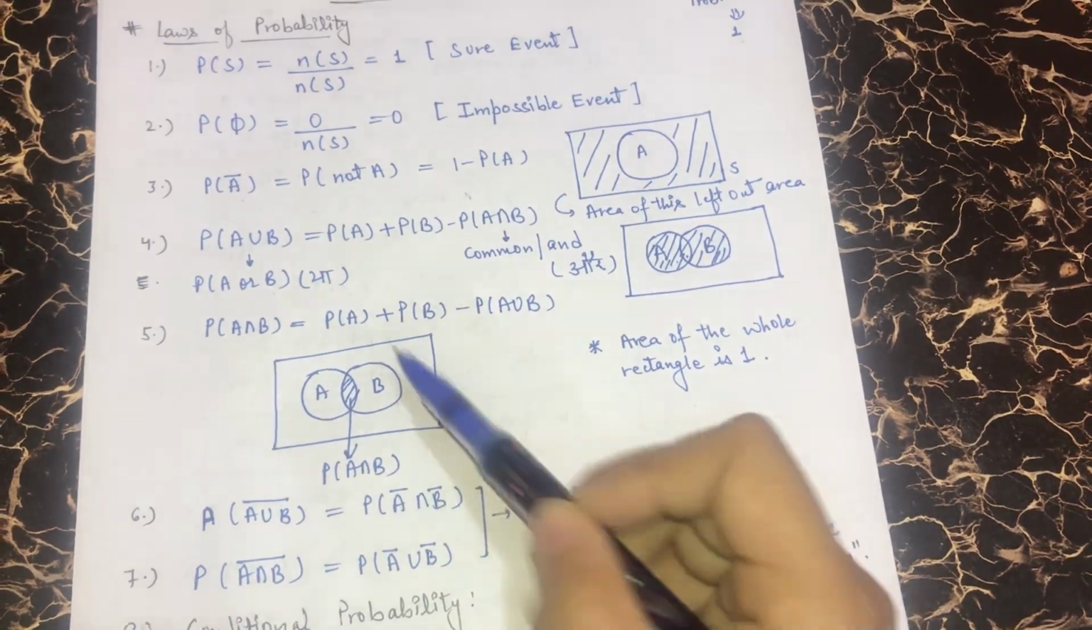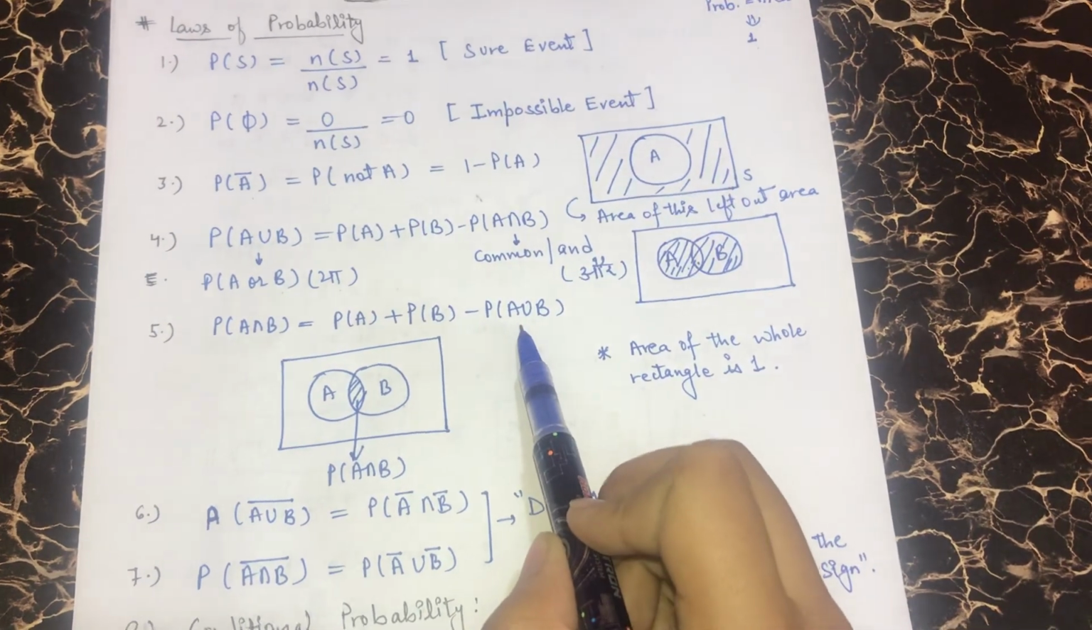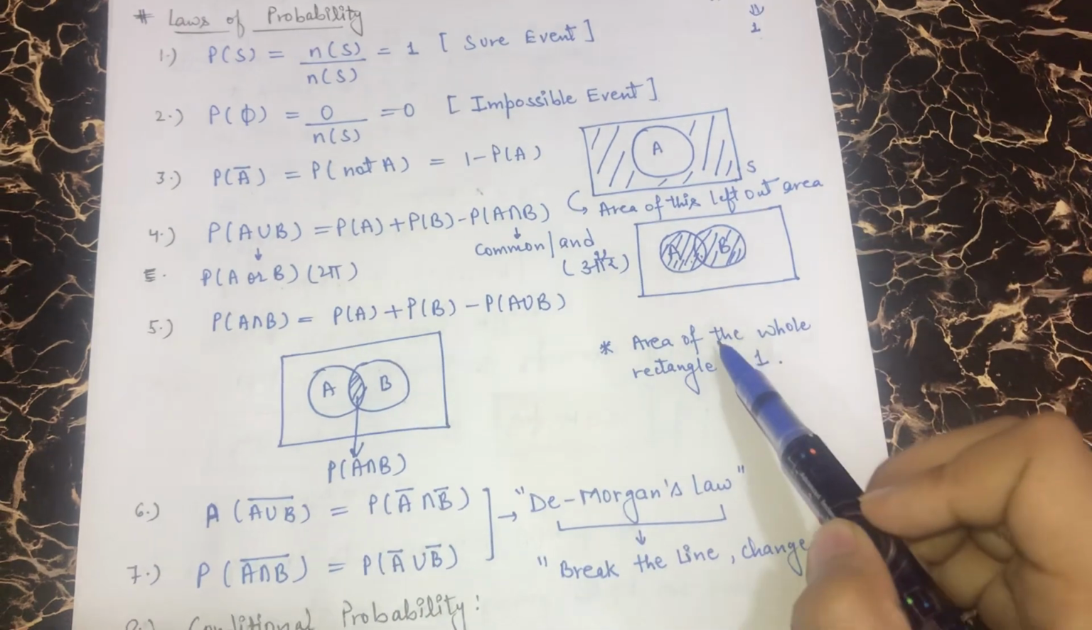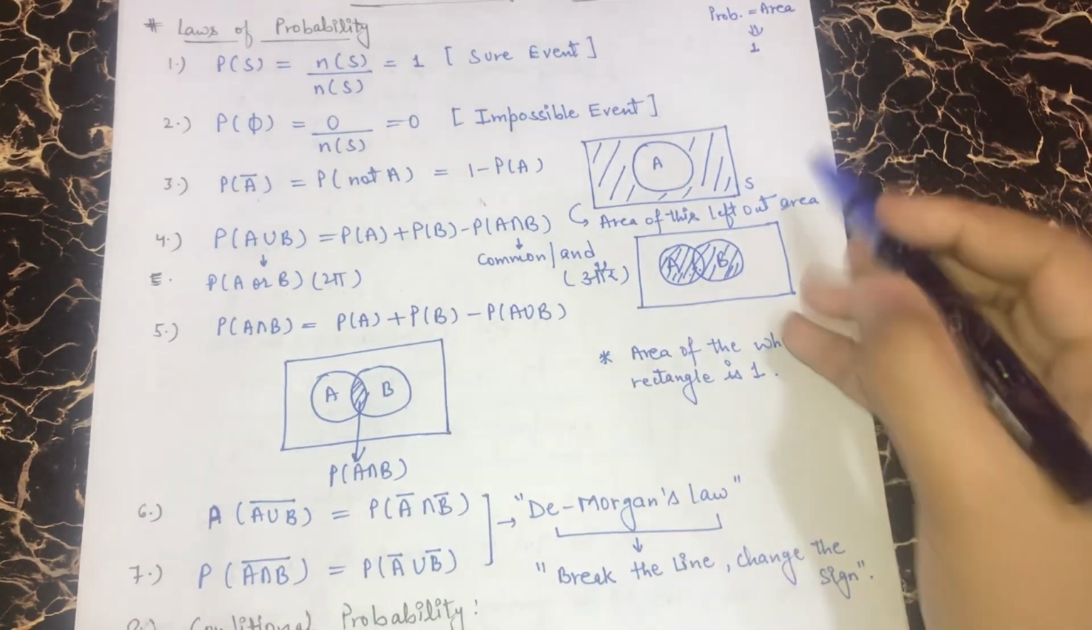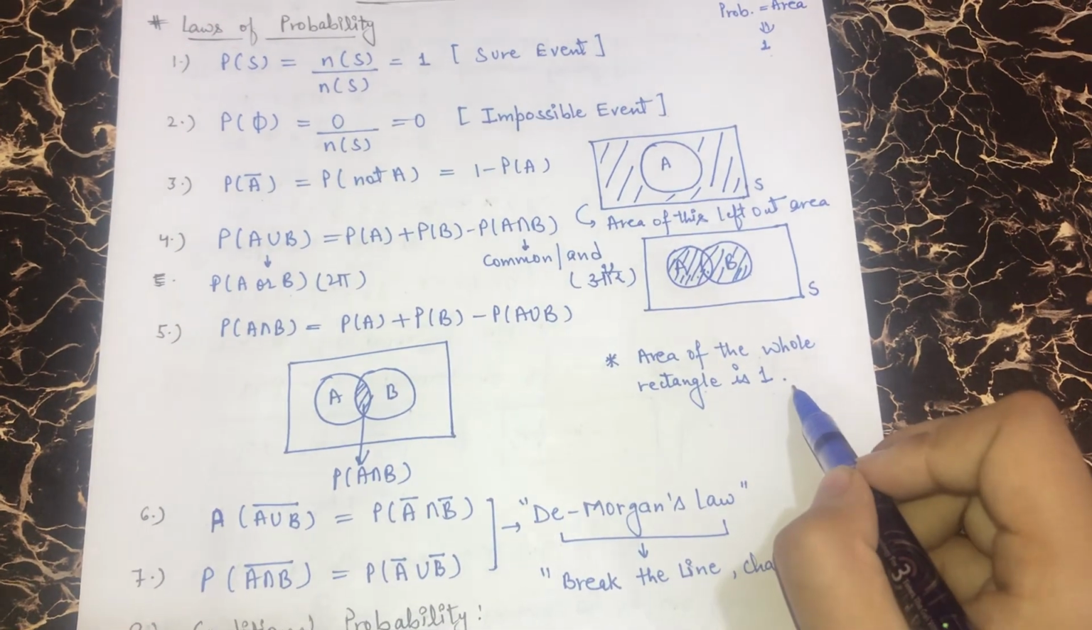So you will get this formula: probability of A intersection B is probability of A plus probability of B minus probability of A union B. You have to remember that this is the whole sample space, let's say, and assume that the area of the whole rectangle is 1.